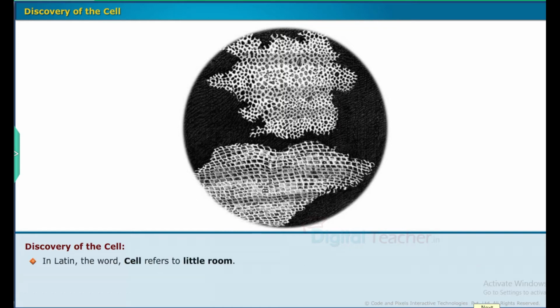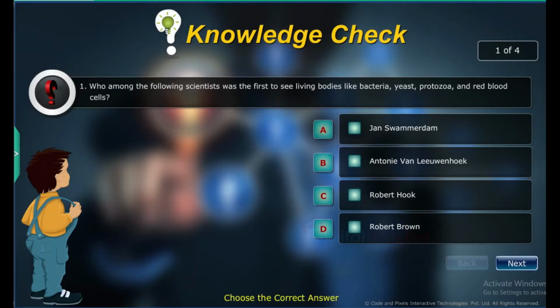In Latin, the word cell refers to little room. Now, let us see what Robert Hooke might have observed in the cork. Knowledge check. Attempt the following questions to check your understanding.